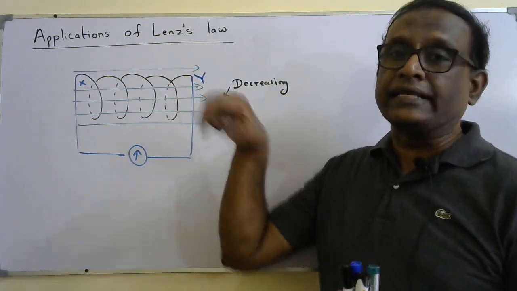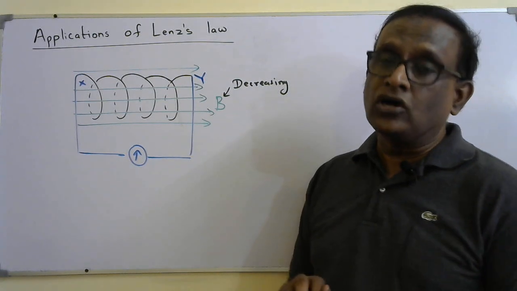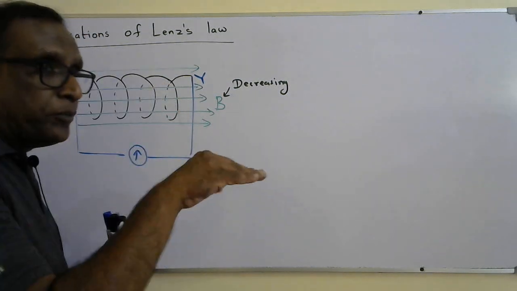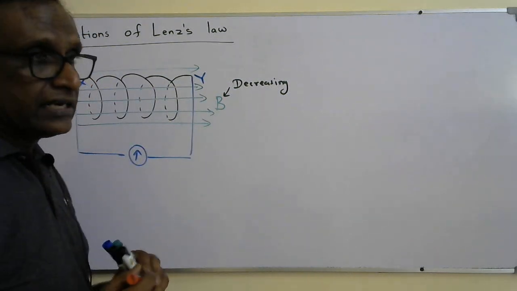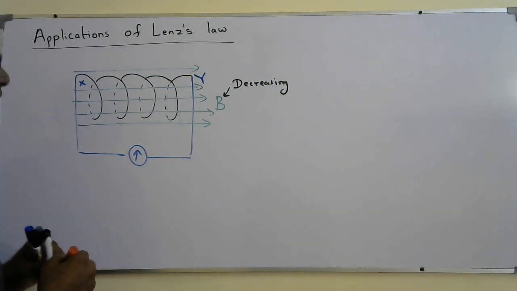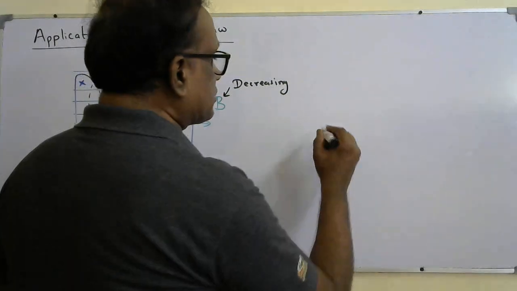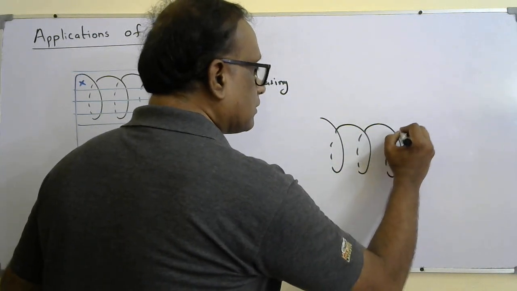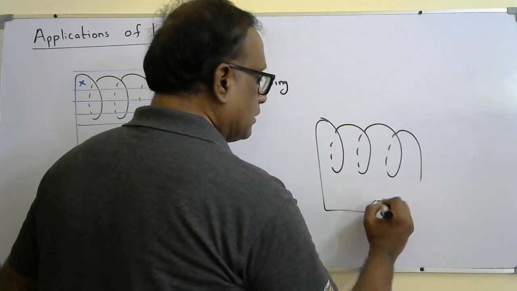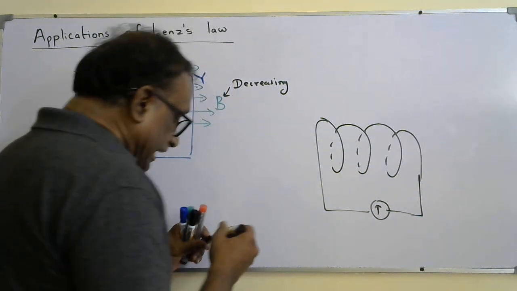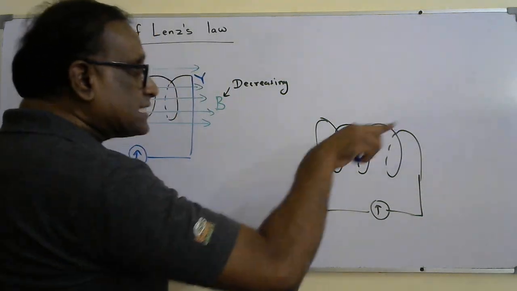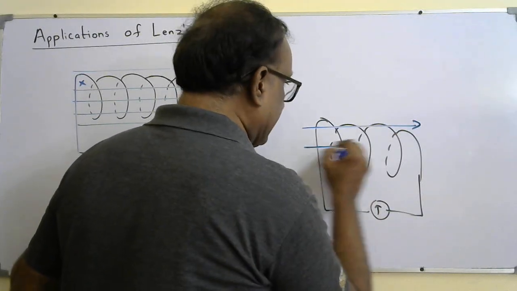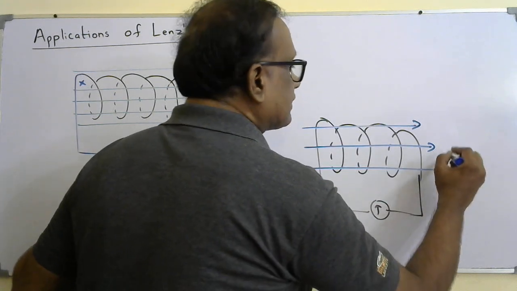That should be opposed by the induced current according to Lenz's law. So the induced current will try to produce a magnetic field towards the right, because it will oppose the decreasing external magnetic field. If I draw again for the induced current, the same solenoid, the induced current will produce a magnetic field towards the right to oppose the decreasing external magnetic field. So this is the direction of the magnetic field produced by the induced current.